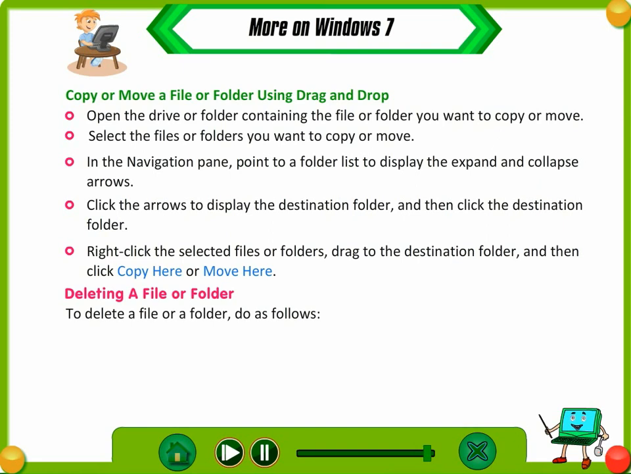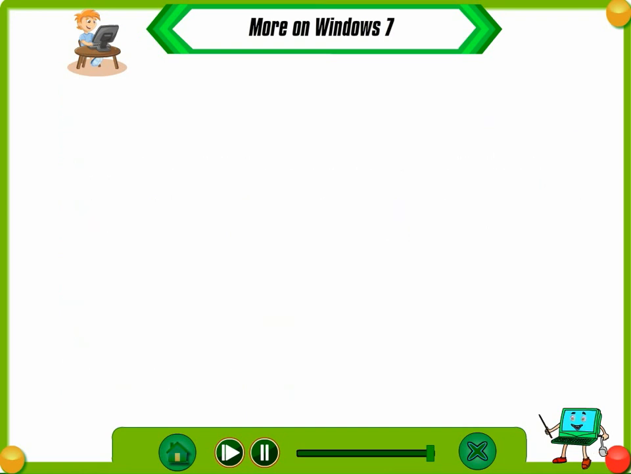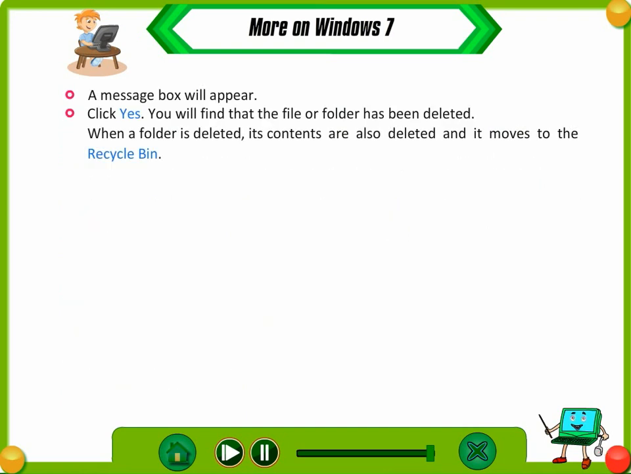Deleting a file or folder. To delete a file or folder, do as follows. Click the file or the folder to be deleted. Click Organize and Delete. Or right-click the folder and select the Delete option from the context menu. A message box will appear. Click Yes. You will find that the file or folder has been deleted.